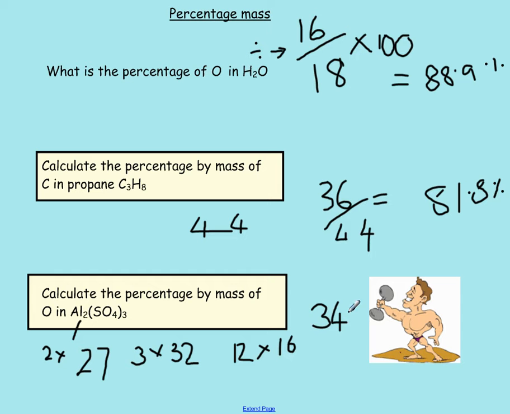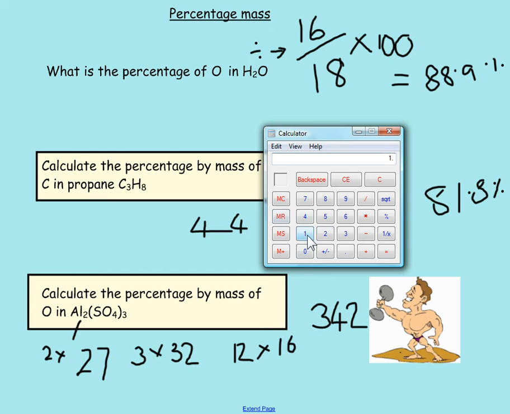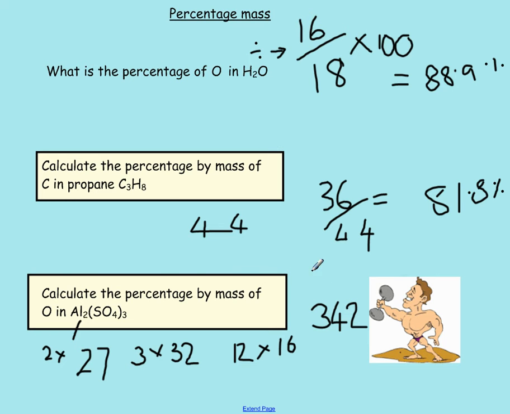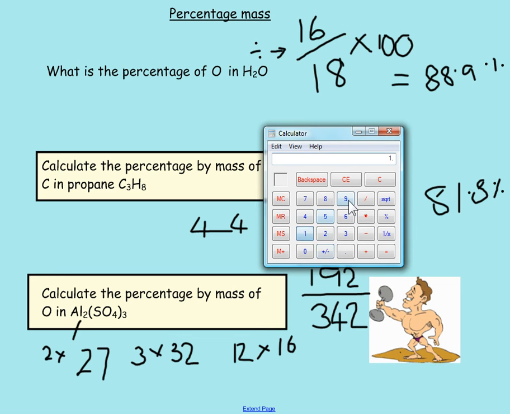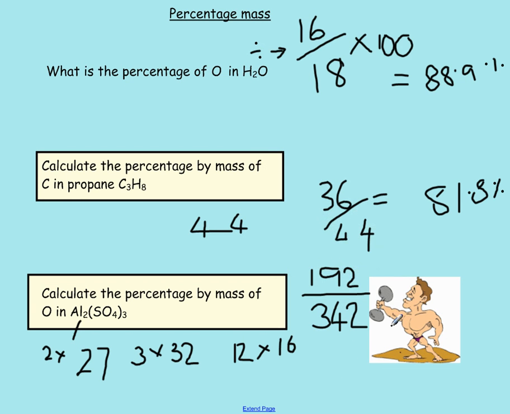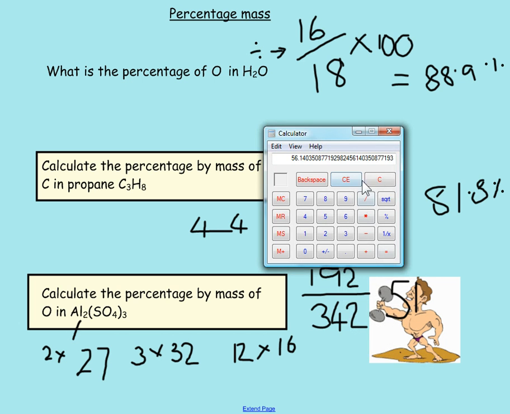And out of that 342, how much was oxygen? This bit here, 12 times 16. 192. So it's 192 over 342. 192 divided by 342 equals, times 100 equals 56.1%. You've got the point.